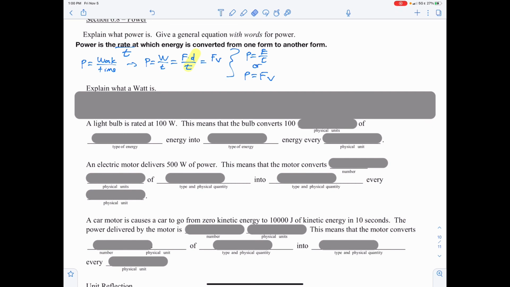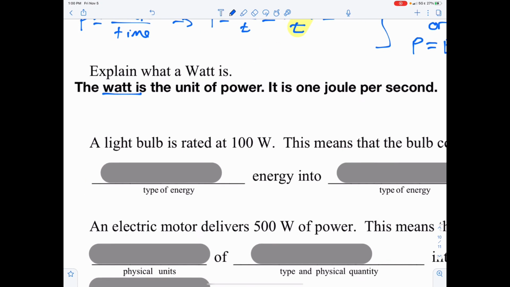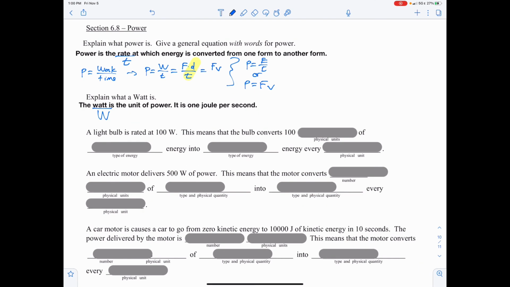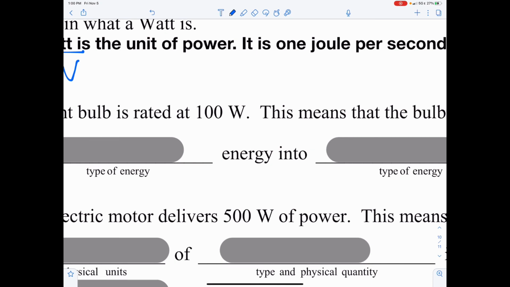Explain what a watt is. A watt is the unit of power, okay? It's 1 joule per second. So the watt, now the symbol for watt is just a capital W. Okay, so for instance, a light bulb is rated at 100 watts. What this means is 100 watts means 100 joules of energy each second.